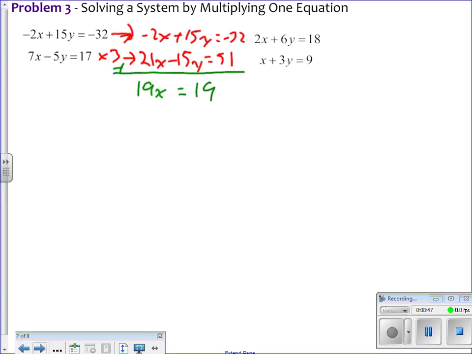Okay. The one difference between what we were doing on Thursday, what we just started with this morning, and here is I have to change one of the equations so I can do addition. Okay. Divide both sides by 19. X equals 1.